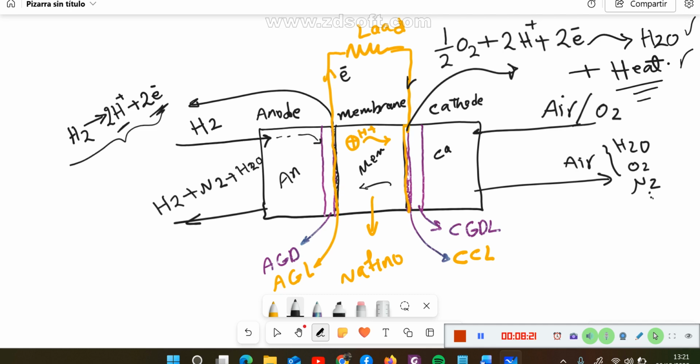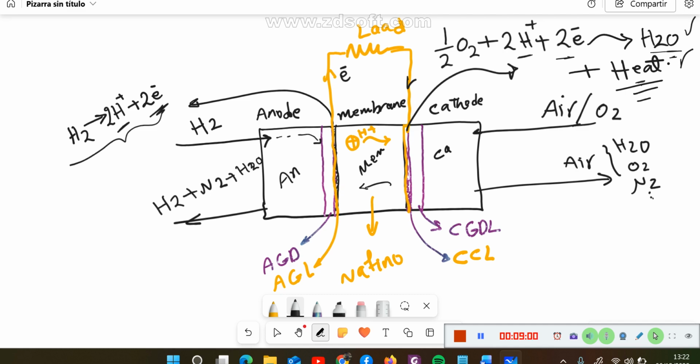This is the basic concept of a fuel cell system, how it works and how it generates electricity. So let's review. The hydrogen enters the anode side and breaks into electrons and protons; the protons cross the membrane, and the electrons pass through the external circuit. On the cathode side we have the air, actually the oxygen. The oxygen reacts with the protons and electrons, and produces water and heat.